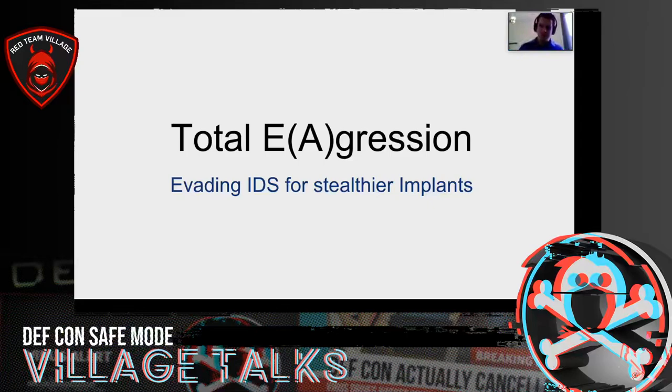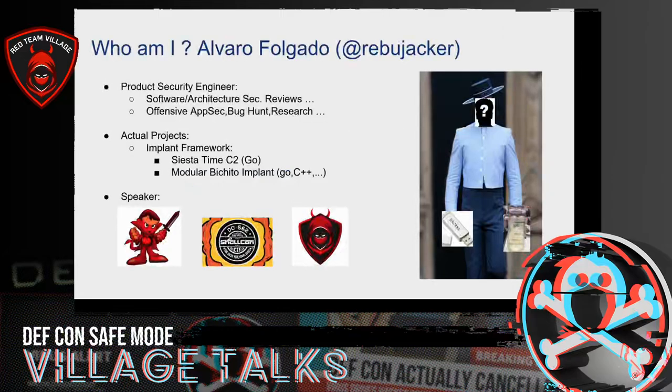I'm so happy to be here another year presenting at the DEF CON Red Team Village. Welcome to Total Egression, evading intrusion detection systems for stealthy implants. First of all, I would like to introduce myself. My name is Alvaro Folgado, hashtag RebuHacker, and I work as a product security engineer. I perform a lot of software and architecture security reviews. I do a lot of offensive AppSec, bug hunting, and a little bit of research about this last topic.